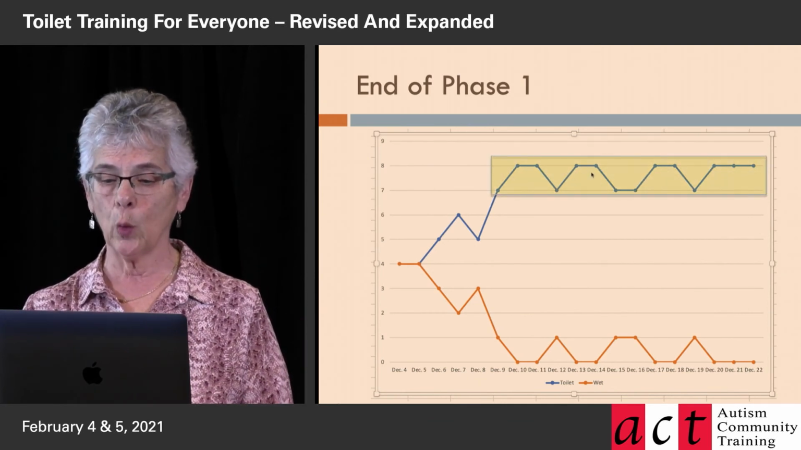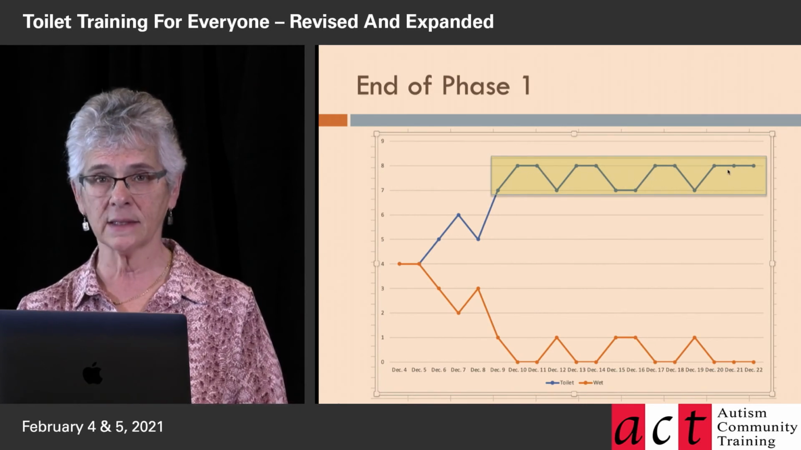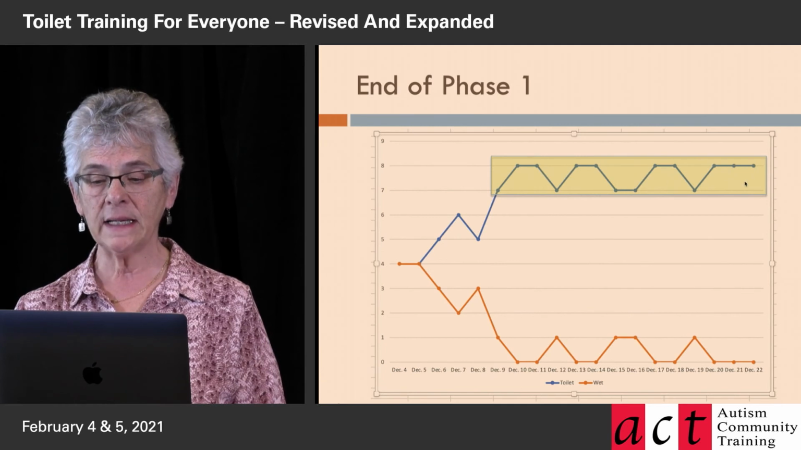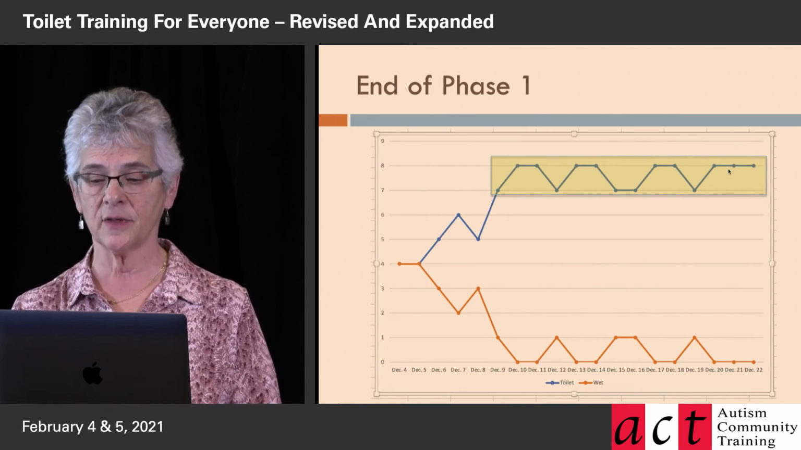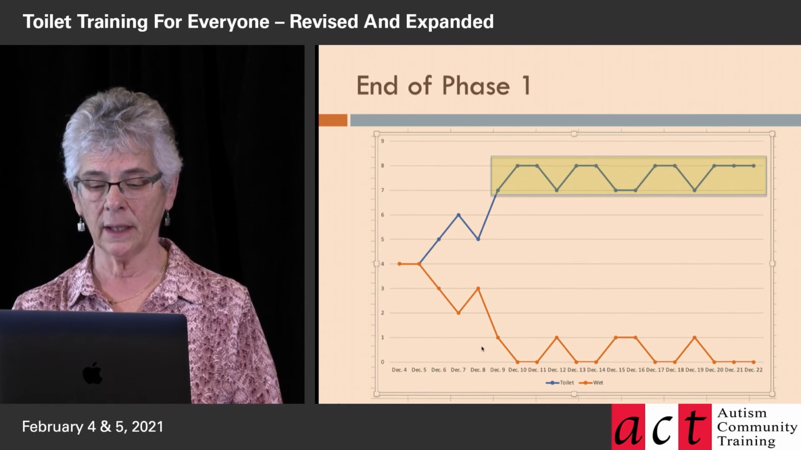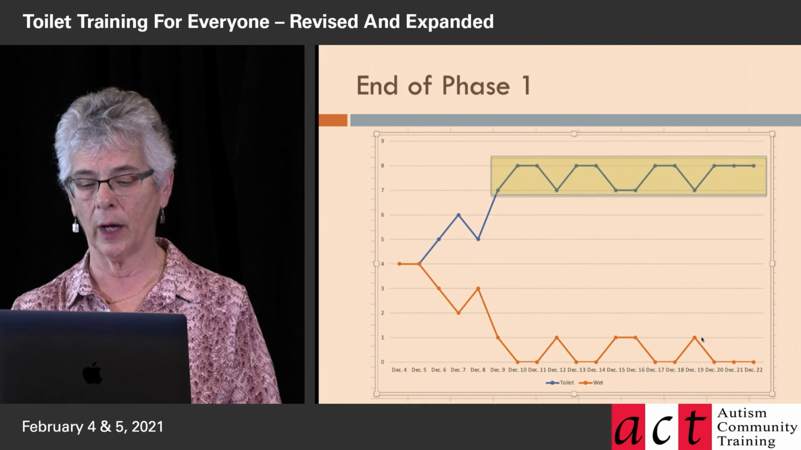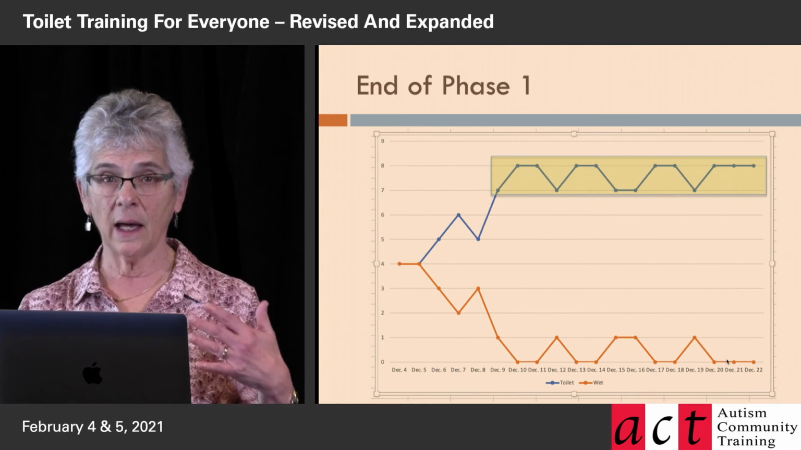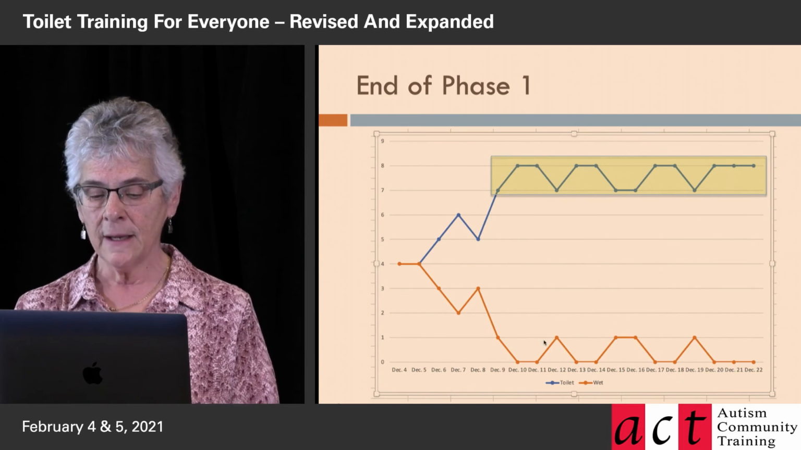So by the end of phase 1, if you're graphing, you should have something that looks like this. No more than 1 wet, ideally lots of days with no wets for at least 2 weeks. And that means, here's T's, these are the T's in the toilet. And no more than 1 wet, 1 wet, 1 wet, 1 wet, 1 wet, right? So this is actual data for an actual person, a teenager actually.